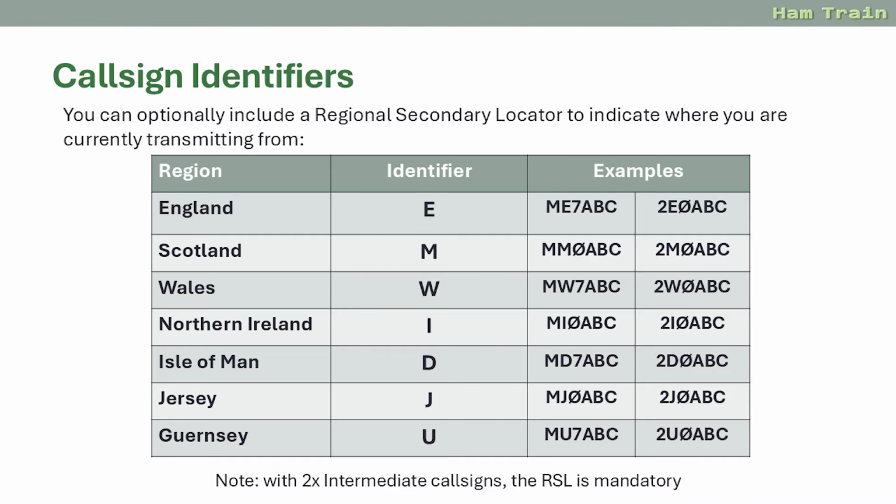As I said at the start, these are optional, so in England again, you could use ME7 or just M7. Same in Wales, you could use MW7 or just M7. The only exception is for the intermediate call signs where you must have that letter, for example 2E0 or 2M0. Again, apart from for intermediate, the RSLs are optional in the UK and you use them to identify where you're transmitting from. These are examinable in the foundation exam, so you may want to familiarise yourself with these letters.